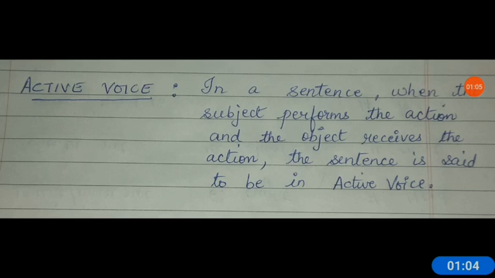So what's an active voice? In a sentence, when the subject performs the action and the object receives the action, the sentence is said to be in active voice. For example, I can say that I brought a cake. So here I is the subject, brought is the action word, and a cake is the object. The action is performed by the subject and the action is received by the object.